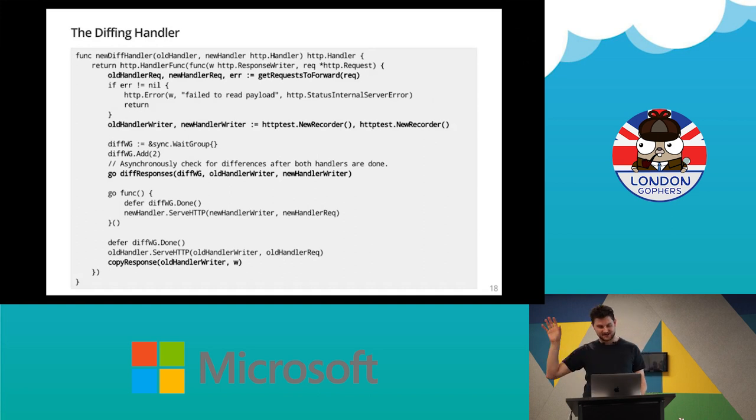And then we fire off the goroutine that calls the new service, and we call done in the first statement so that we can always ensure that we decrease the counter in the wait group. And finally, we do the same for the old service, but we do it in the main goroutine that we are in. So we call the deferred done, and we call the old service handler. And one final thing we need to do: because we recorded the response, but we haven't written it back to the client, we need to copy it over.